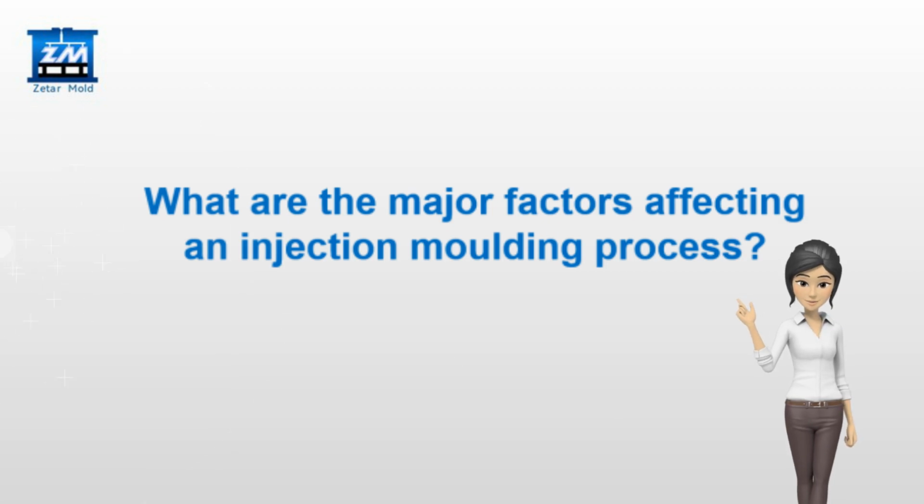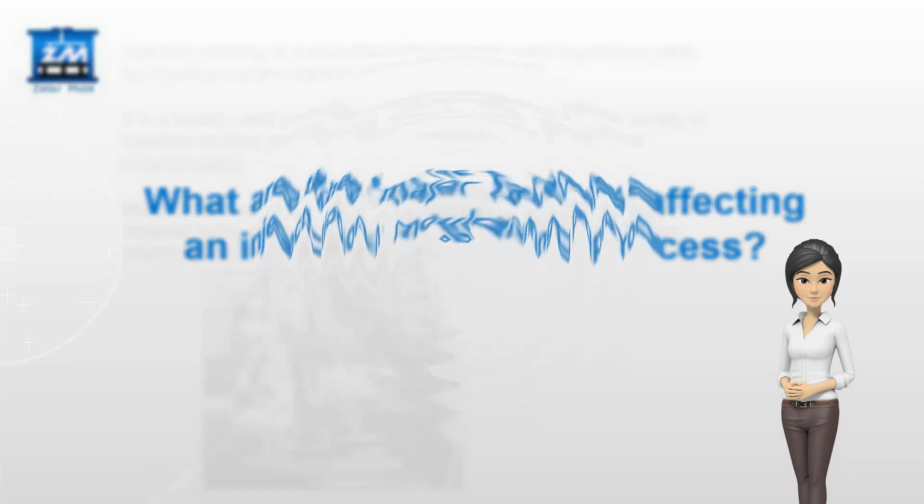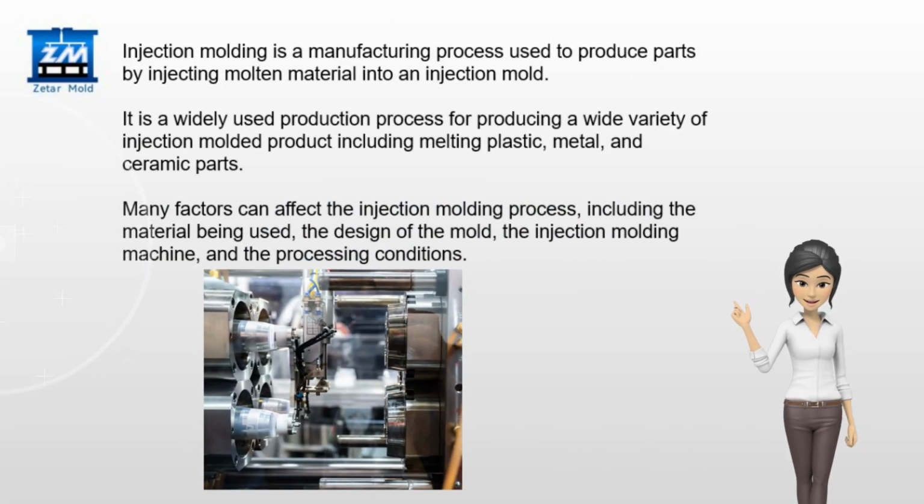What are the major factors affecting an injection molding process? Injection molding is a manufacturing process used to produce parts by injecting molten material into an injection mold.